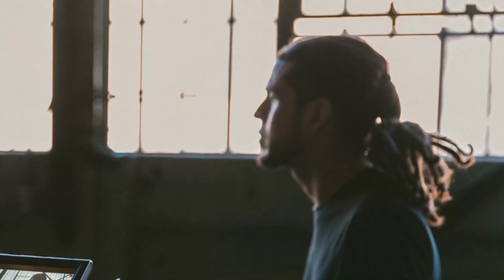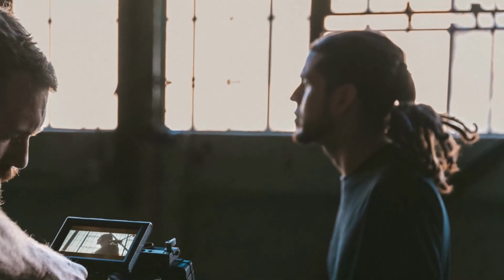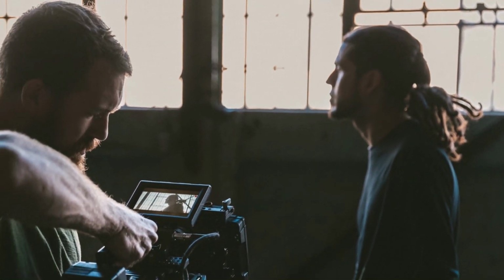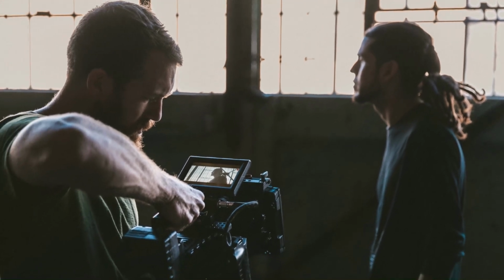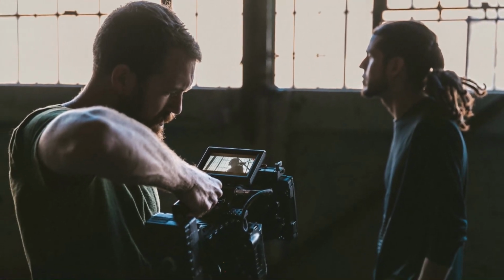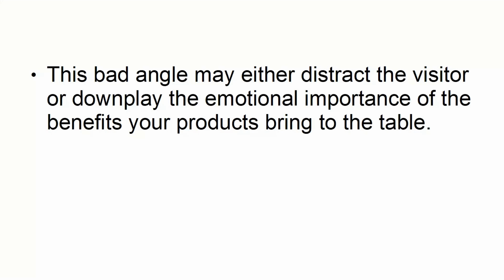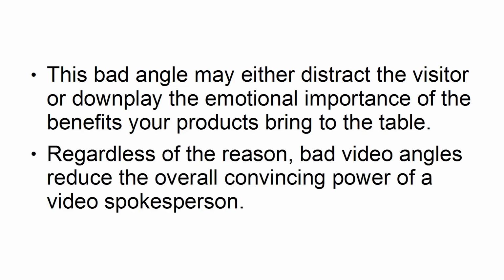Use video with bad angles. When you take the video of a person at a wrong angle, you may be emphasizing a part of their presence that might not do a good job selling the product they are marketing. This bad angle may either distract the visitor or downplay the emotional importance of the benefits your products bring to the table. Regardless of the reason, bad video angles reduce the overall convincing power of a video spokesperson.